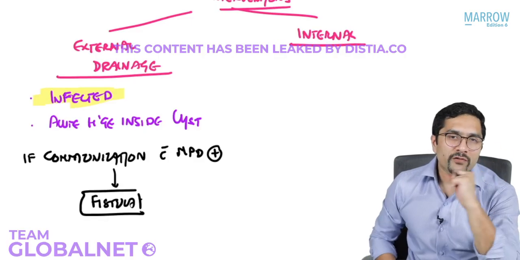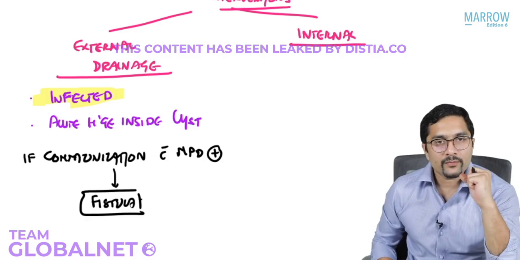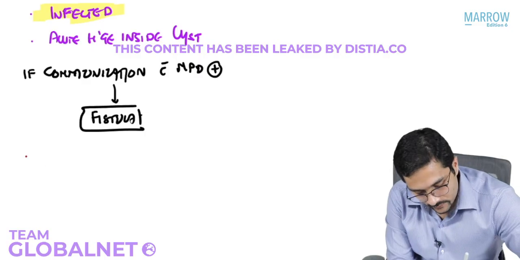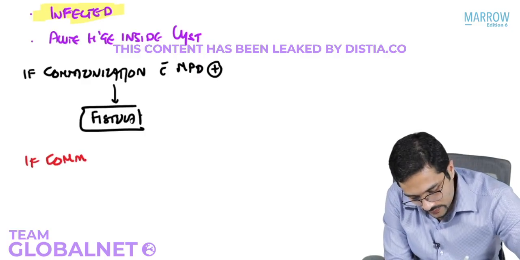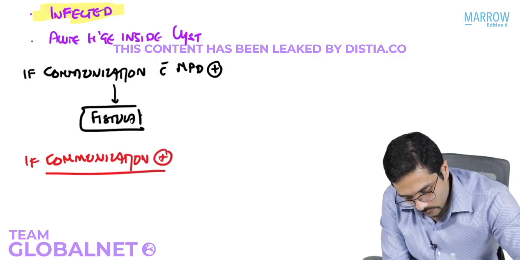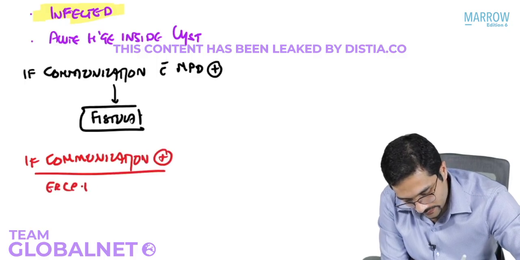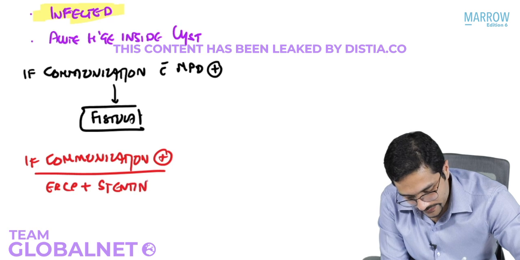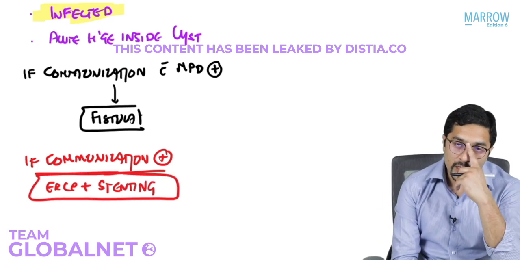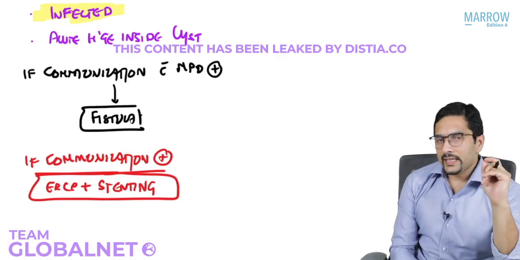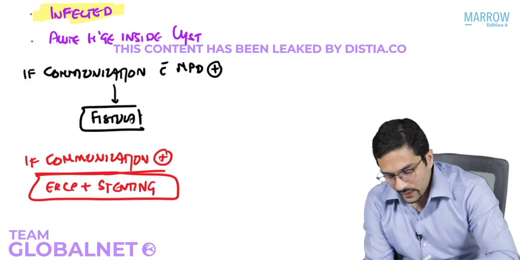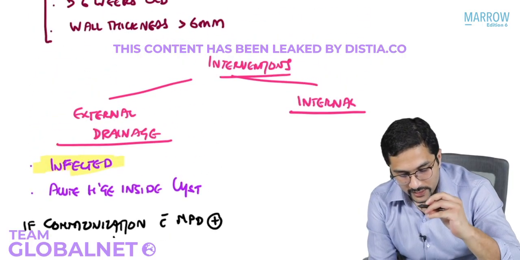But what if a type 3 pseudocyst is infected? Then what do we do? So there is a way out: if communication is present, then we have to do ERCP and stenting of the main pancreatic duct, and then we can carry out external drainage as well. So this was the significance of knowing the communication.